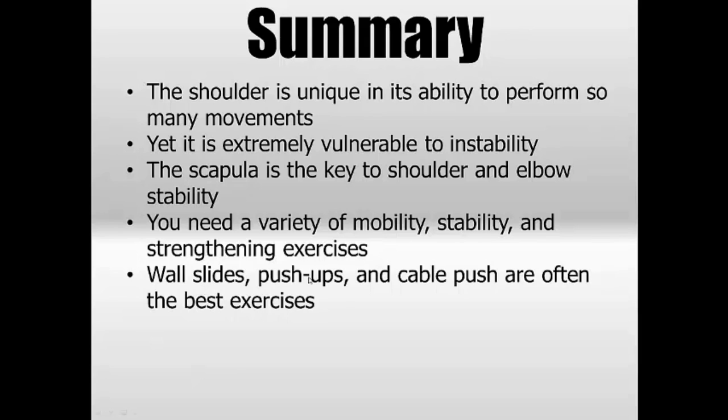Wall slides, push-ups, and cable push are often the best exercises for the pushing side of things, and most of the rowing movements are great. Overhead pull-ups, chin-ups and lat pull-downs can be okay, but in the early stages, more like these ones here are the main ones, with a few of the other assisting exercises in between.